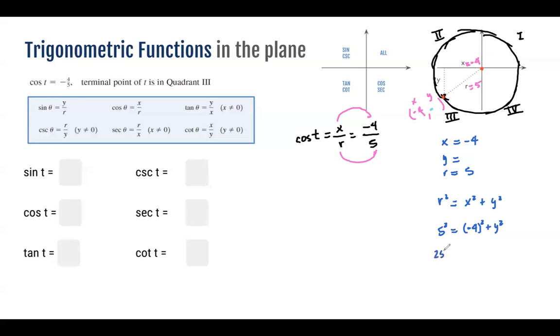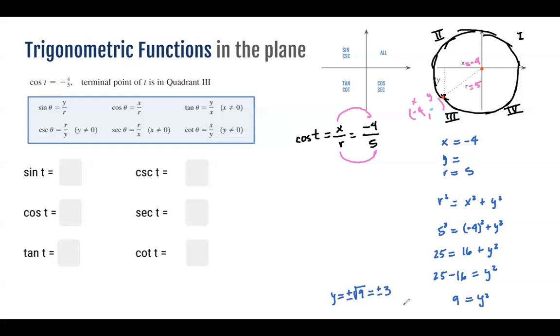That is 25 is equal to 16, positive 16, plus y squared. Then 25 minus 16, and we're almost there. 25 minus 16 is going to give us 9. So 9 is the value of y squared. Then we are going to find y. y is equal to plus minus the square root of 9. And that's going to be plus minus 3.